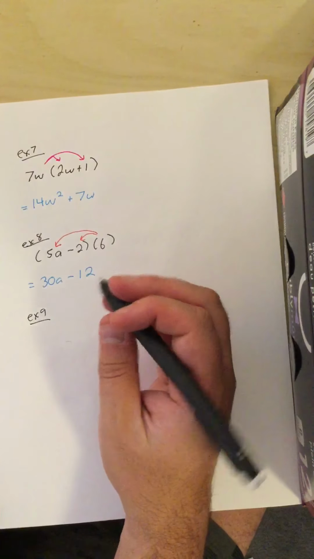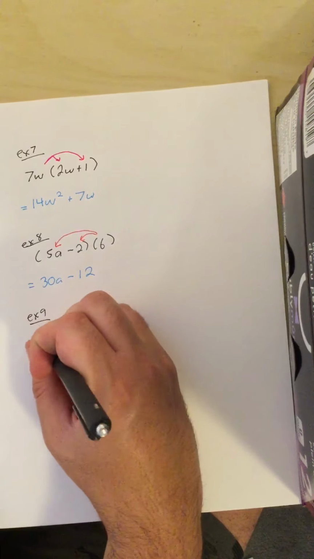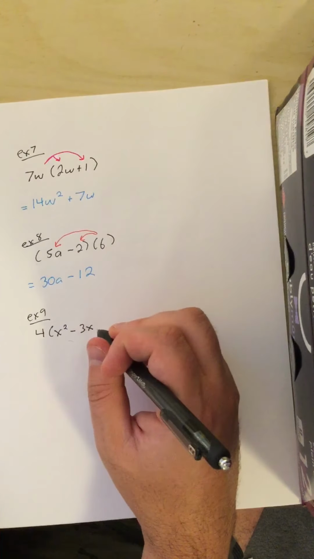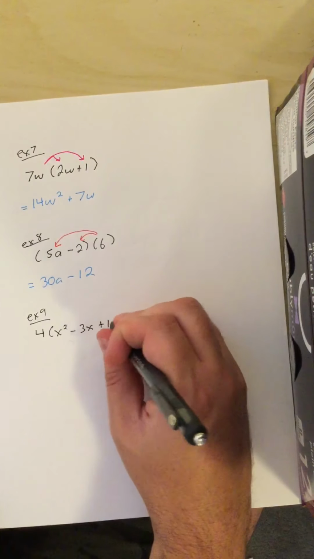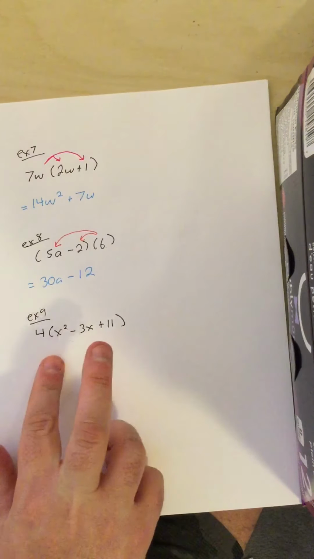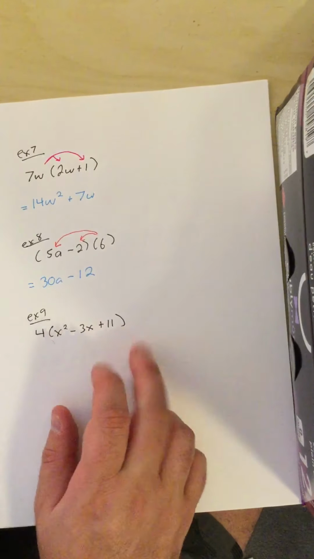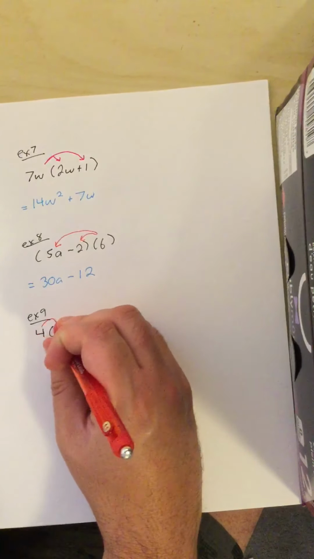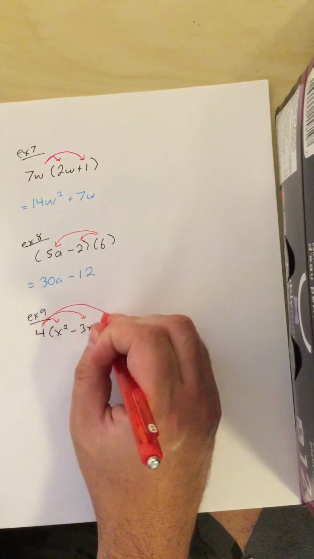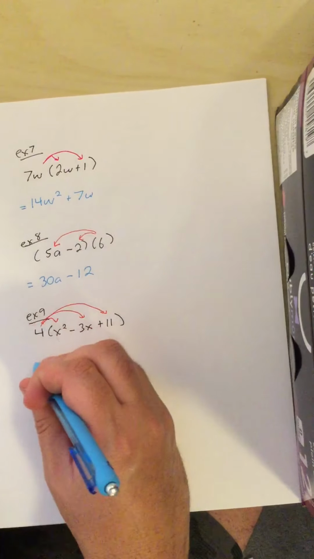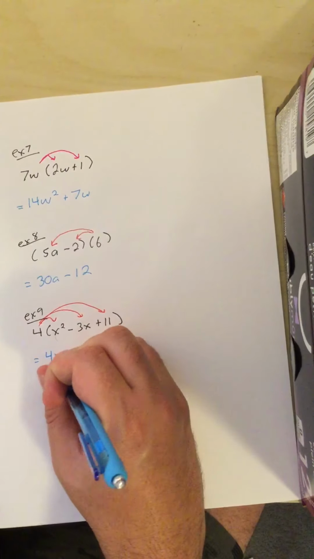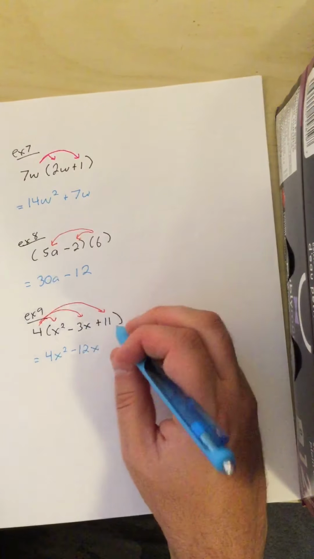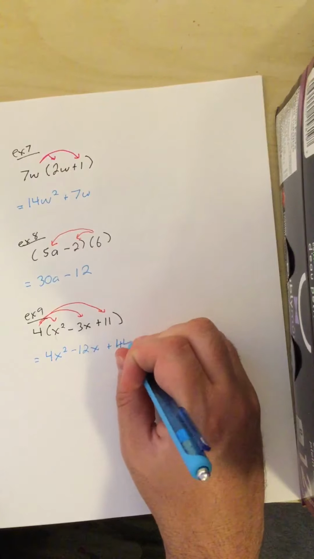Example 9. 4 times x squared minus 3x plus 11. So now we have a monomial times a trinomial. There's 3 terms in there. There's that term, and that term. And what we're going to do is we're going to multiply it by this, and by this, and by this. So we get 4 times x squared is 4x squared. 4 times negative 3 is negative 12, and we still have the x. And 4 times the 11 is plus 44.